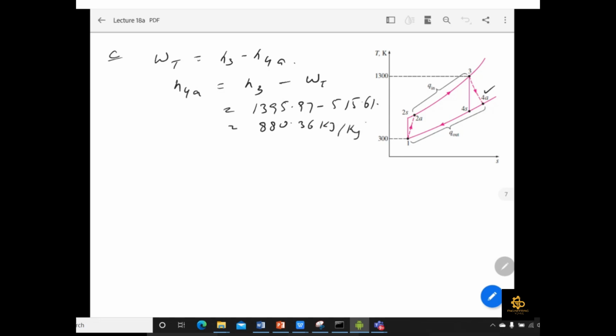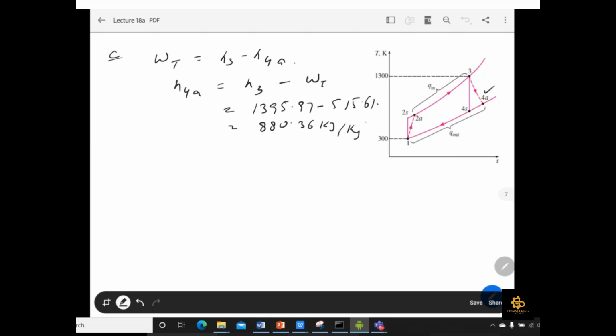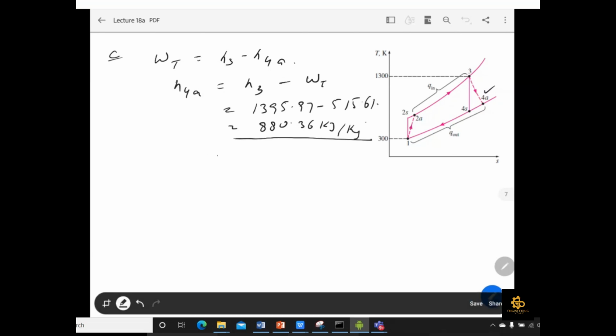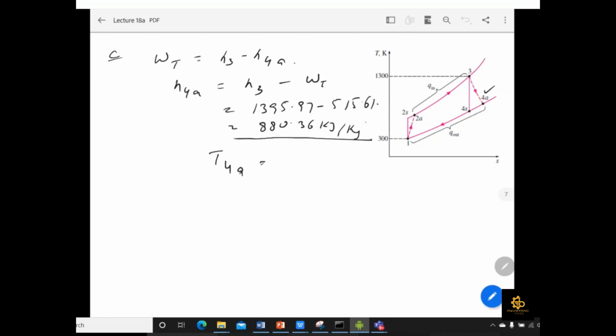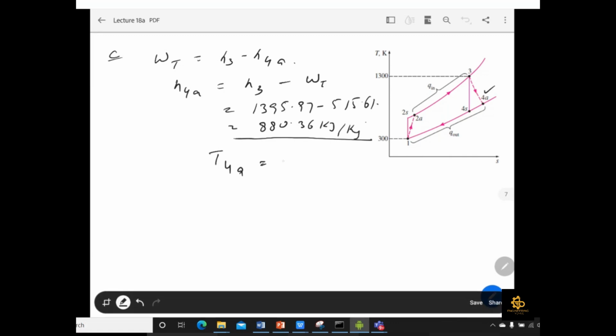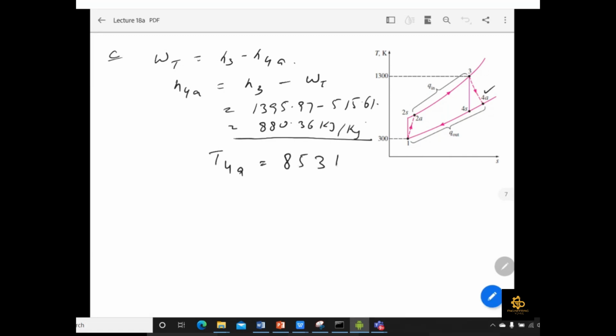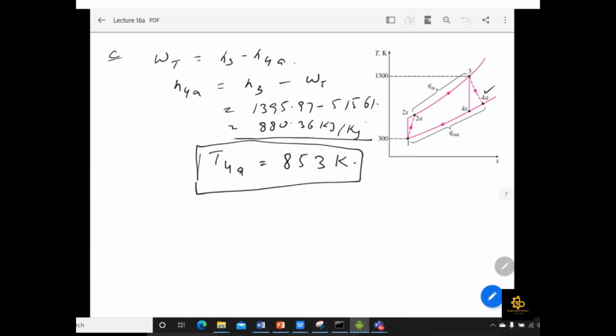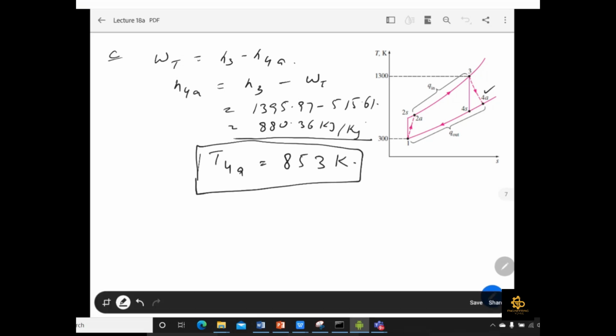Now we can use this H4A value and go to table A17 and do the interpolation using this reference value H4A, and you will get the actual exit temperature. It turns out to be 853 Kelvin. So this is the solution for part C. You have to find the actual exit temperature. If you have any question, you can ask me, and then we'll move towards the next question.